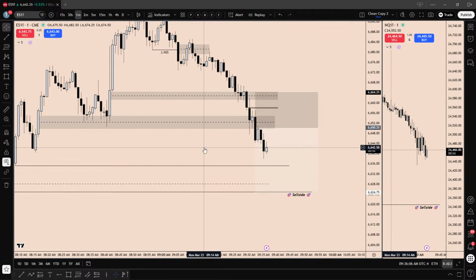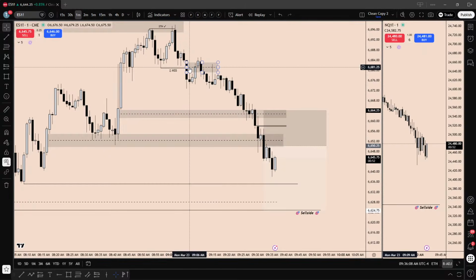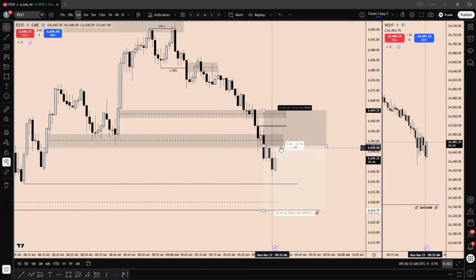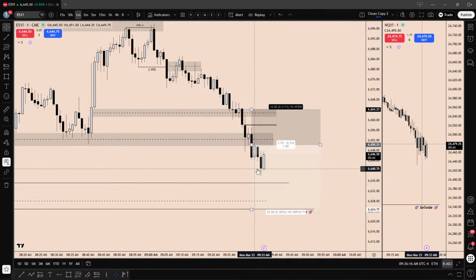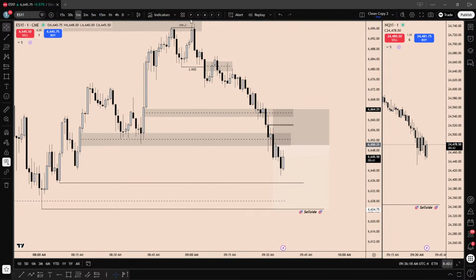No first presented yet. We haven't created any fair value gap since actually 9:05. So still waiting for our first inefficiency. We expect high resistance lower. Should still see that continue to work. We did pick up the first low.